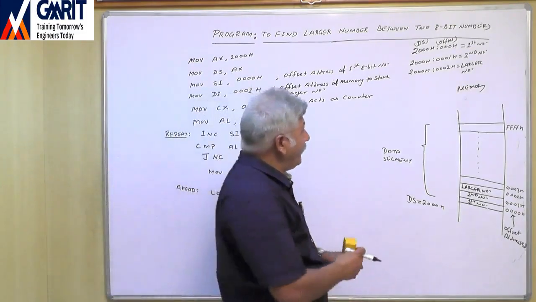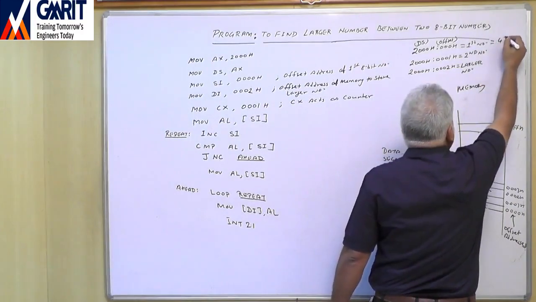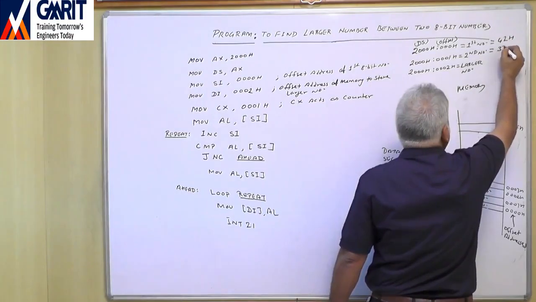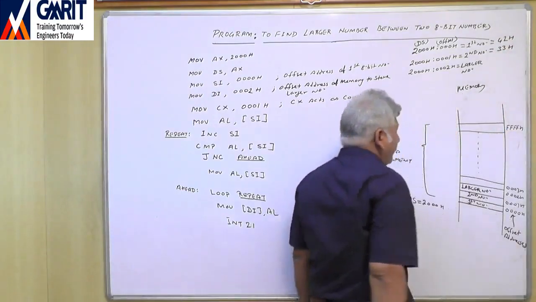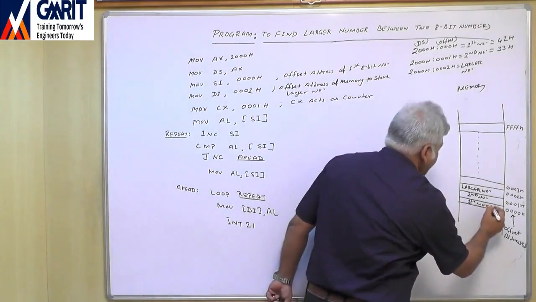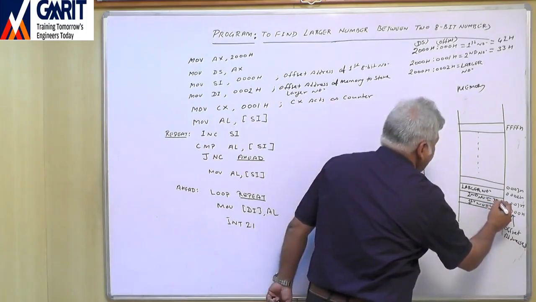Let us take one example also. Let our first number be 42H and our second number be 33H. Right? These are the two numbers. So first number is 42H and second number is 33H.